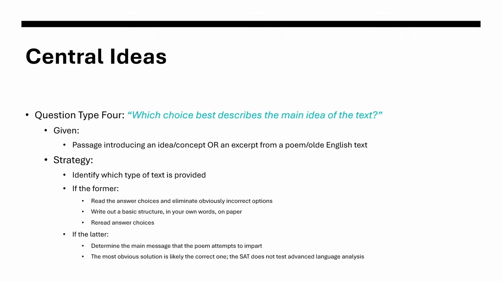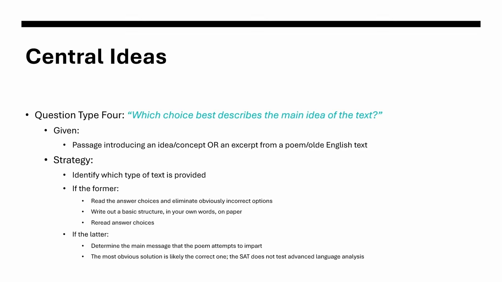Now, if it's the other type, if it's an excerpt from a poem or an Old English text, there's probably going to be some sort of main message, some sort of thematic idea, similar to what you might have on like a Common App essay or something about a life lesson, right? You're going to determine the main message that the poem or the Old English text attempts to impart. The most obvious solution is likely the right one.